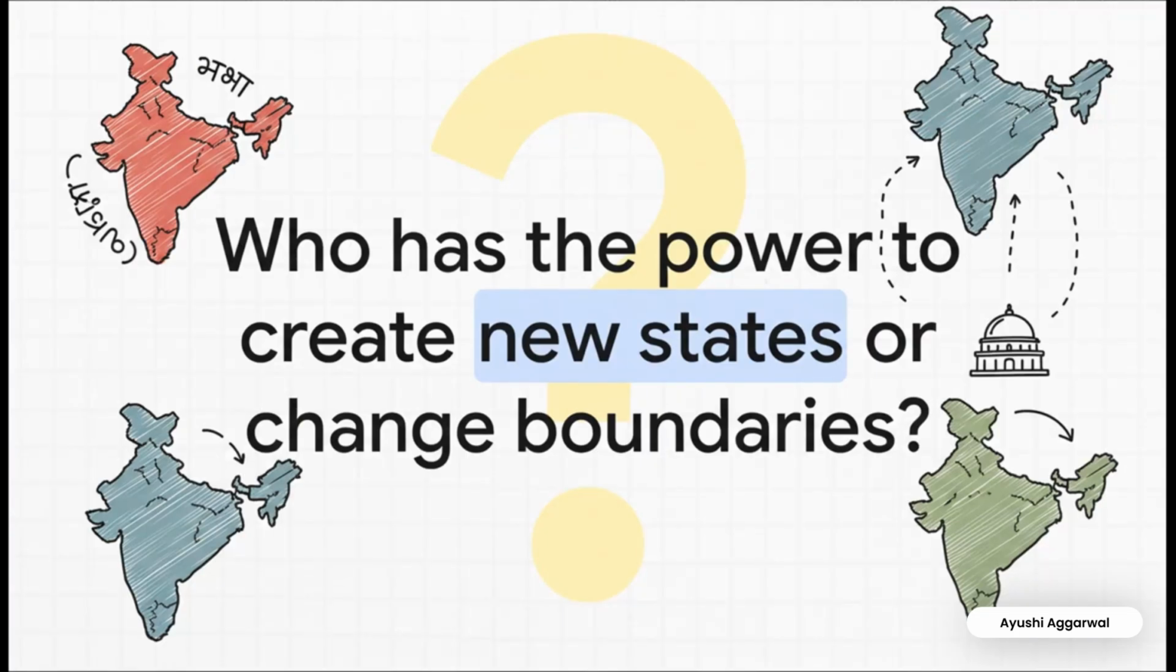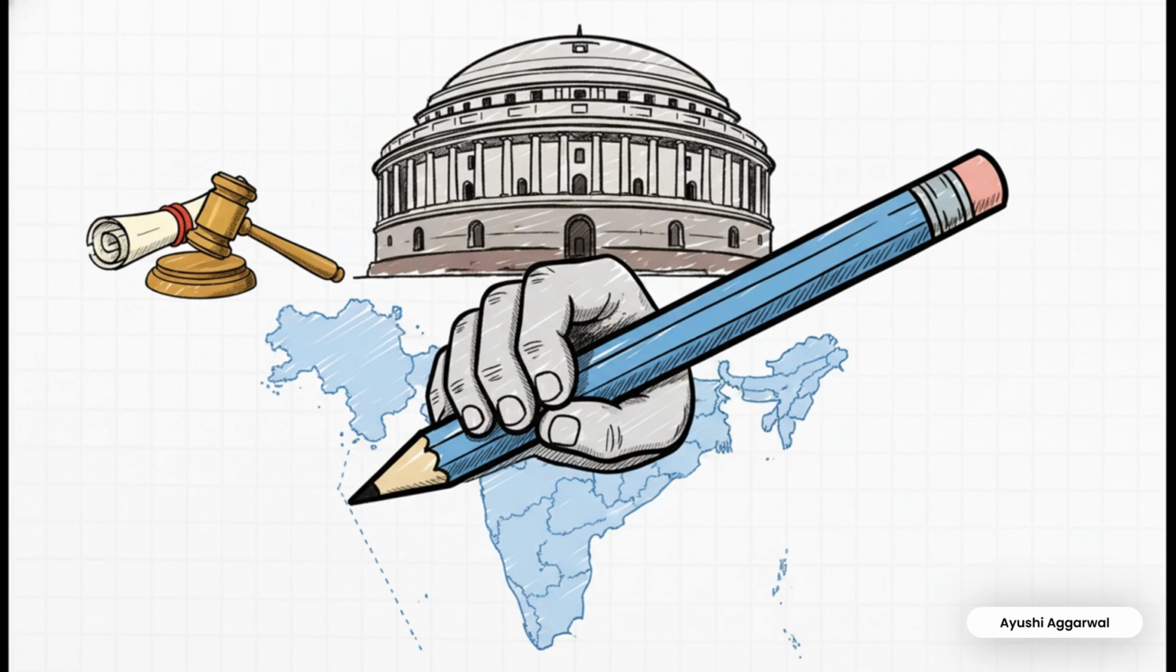So just think about it for a second. If you wanted to create a new state or just change the boundary of an existing one, who has that power? Is it the president, the state legislature, or some other body altogether? And the answer is the Parliament of India. All of this power is granted to the Indian Parliament under Article 3 of the Constitution. You have to remember this one, it's a direct question in exams. The ultimate power to redraw the map of India lies with the Parliament.